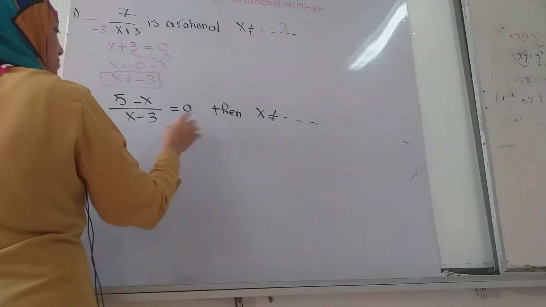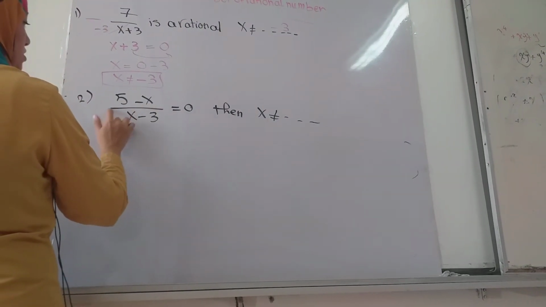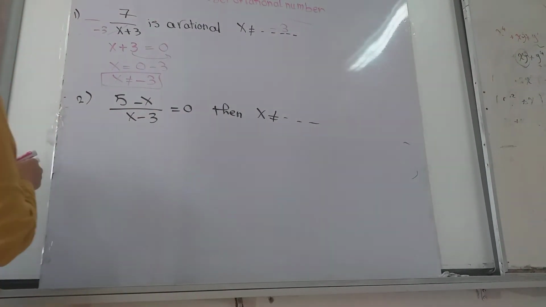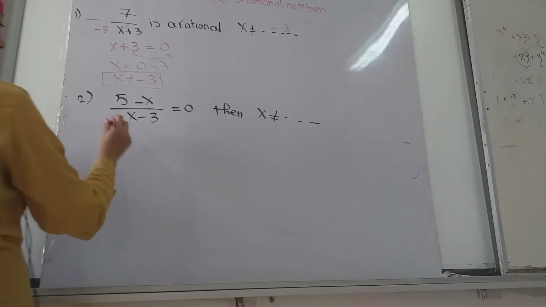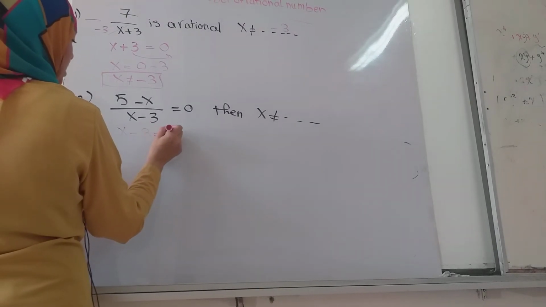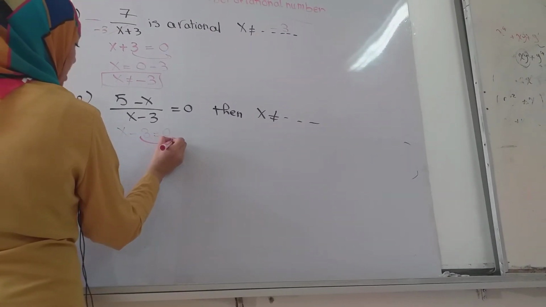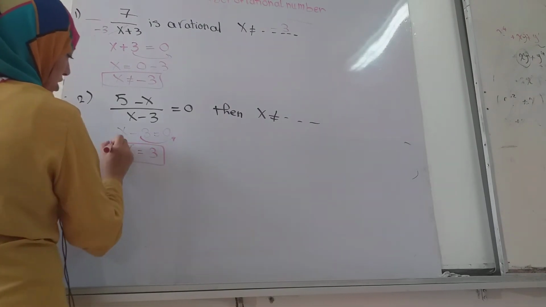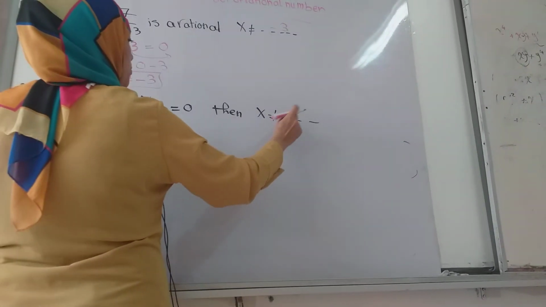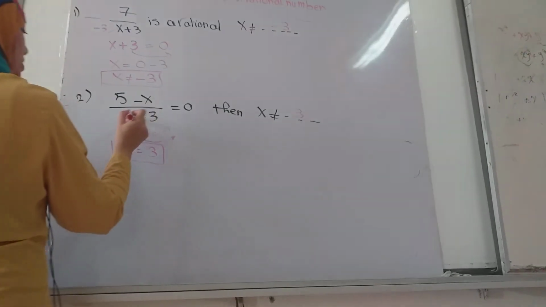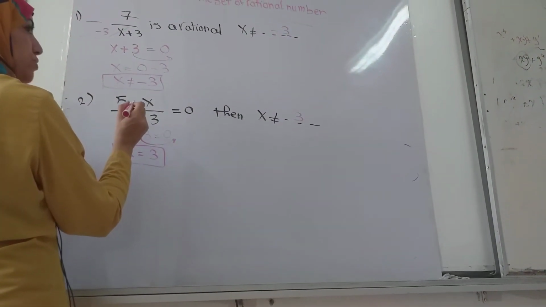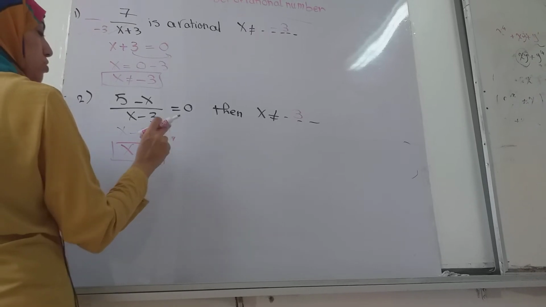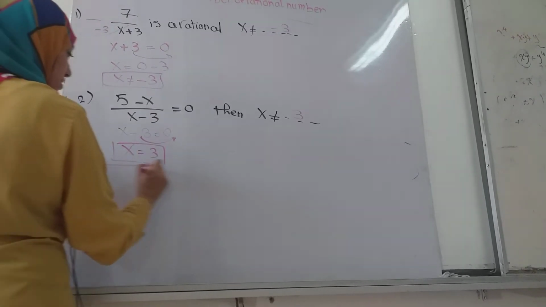Not equal means we should see the denominator only. The denominator here is what? X minus 3 equals 0. We take 3 to the opposite side, so x equals 3. So x can't equal 3. Why? Because if we substitute x with 3, 3 minus 3 equals 0, so it has no meaning.